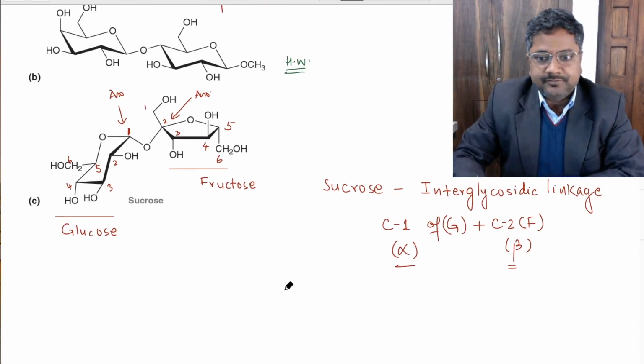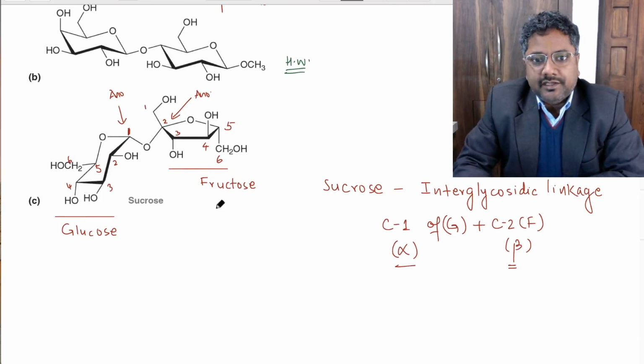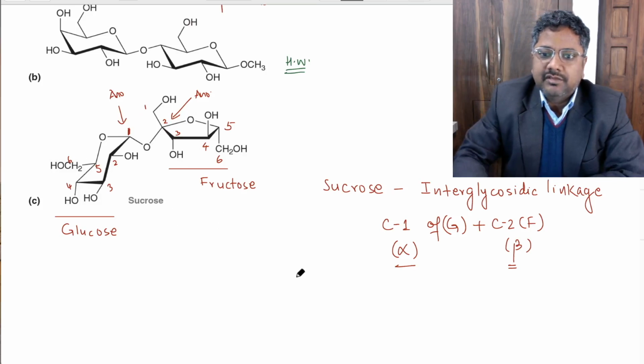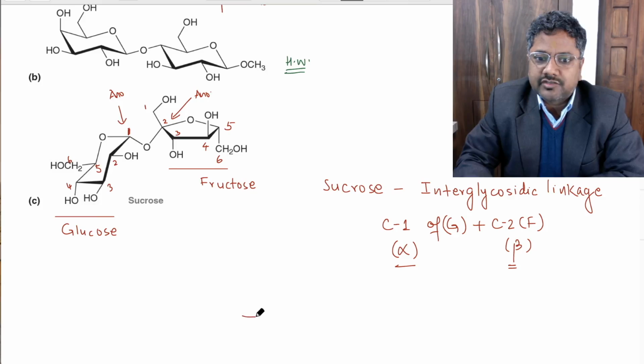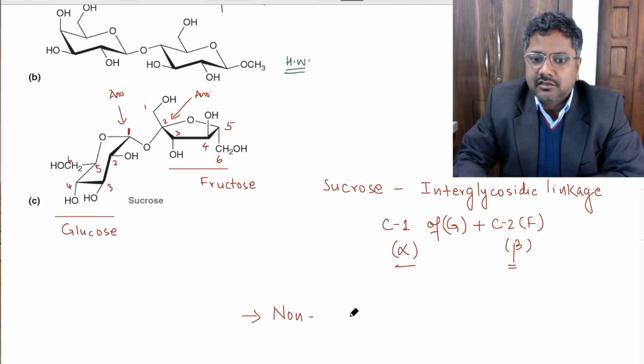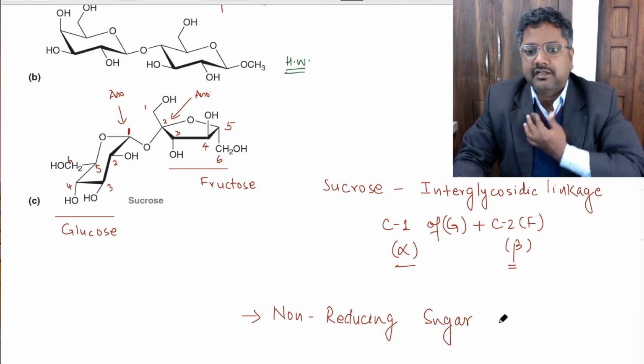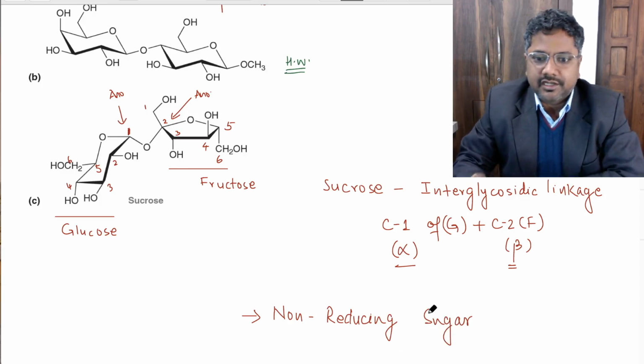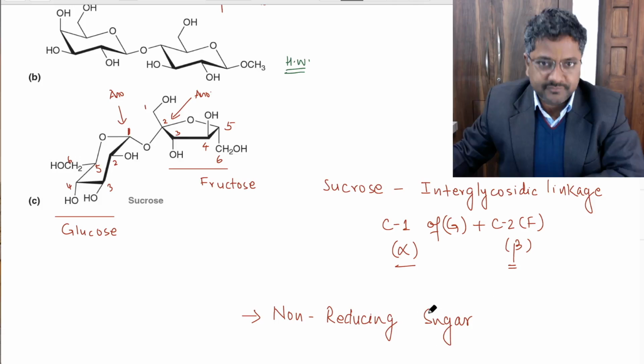Now see, is it reducing or non-reducing? So see, the anomeric carbon is blocked. If the anomeric carbon is blocked, means this is a non-reducing sugar. Non-reducing sugar, right? So sucrose is a non-reducing sugar. Clear to everybody? Okay, good.